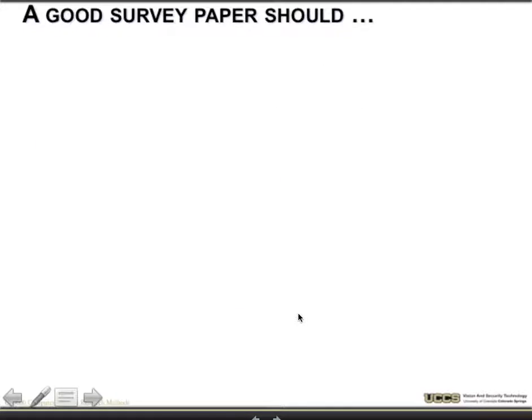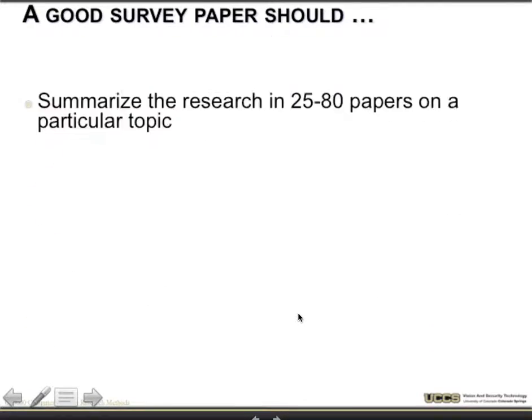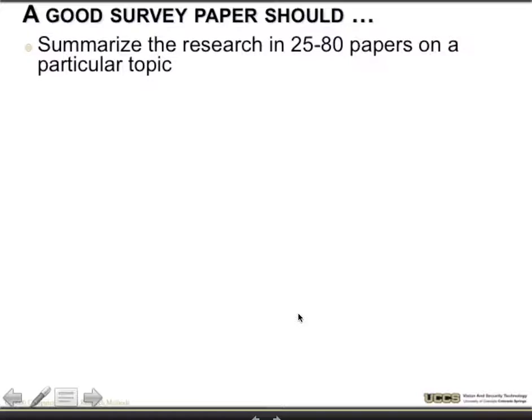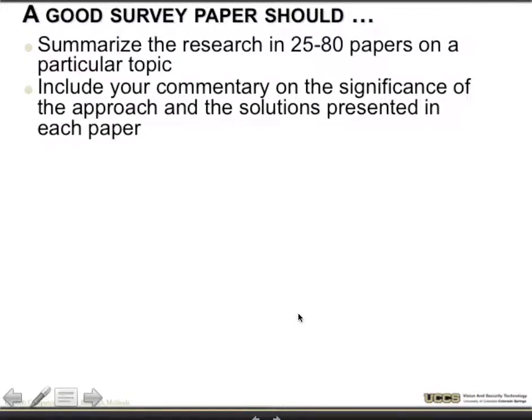So another thing, if you look at what a good survey paper would do, and now by good survey paper I mean something you're going to try and publish as a survey paper, I would say a good survey paper is going to summarize the research in somewhere between 25 and 80 papers on a particular topic. Could be more, rarely less, in terms of what you're going to summarize. The longest survey paper I did, I think actually had 150 or so references. And that's what's cited in the paper. We'll get back to how many I actually have to read to get there.